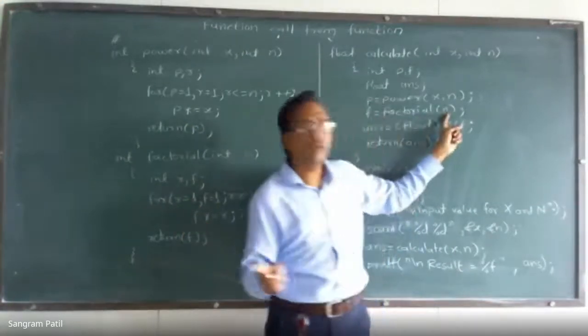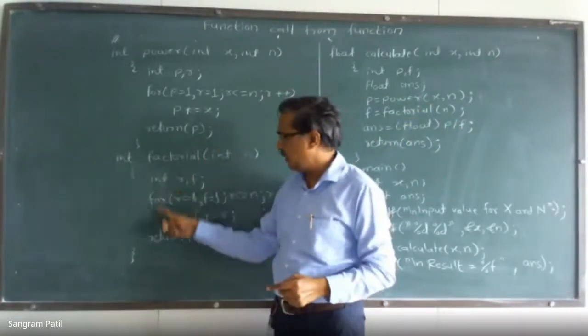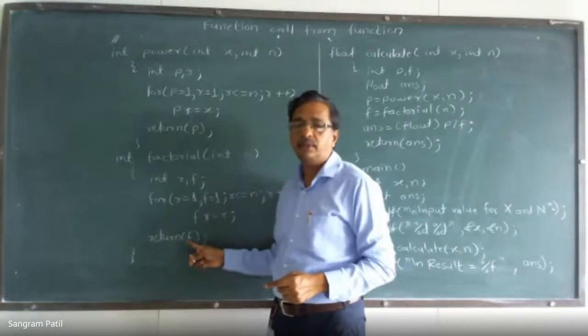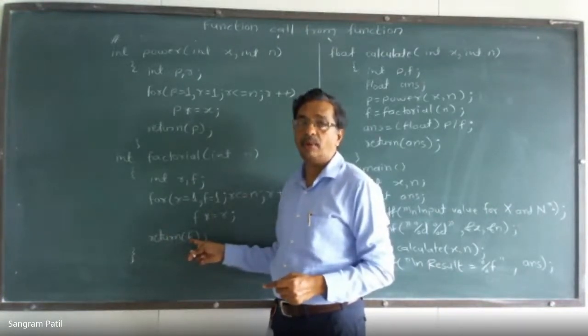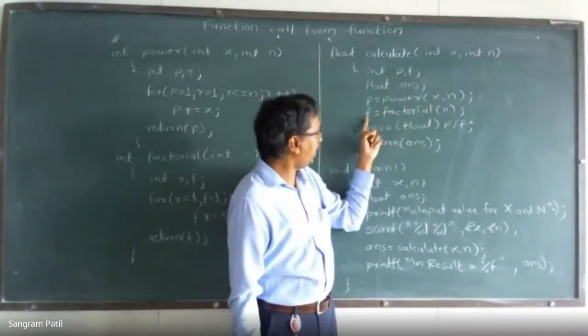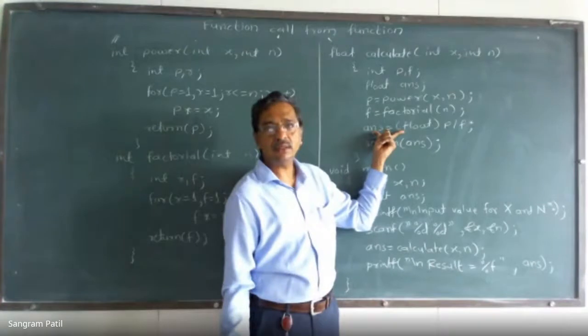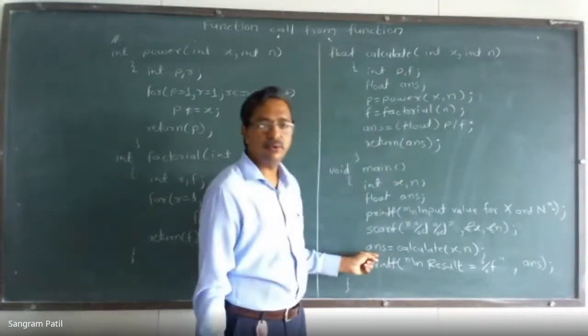Where is it? Okay. Here it passes the value of n. That n is taken here. It will execute this and return f. This value of f is written to the calling program. Which is the calling program? This calculate is the calling program. We take it into the f. Then it will calculate the answer and return answer. This answer will be given back to this answer.